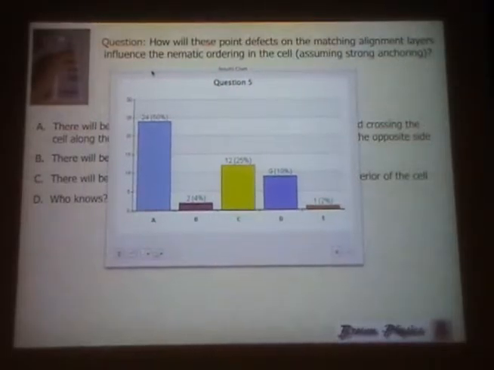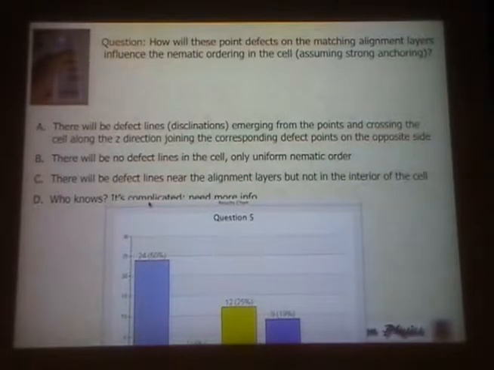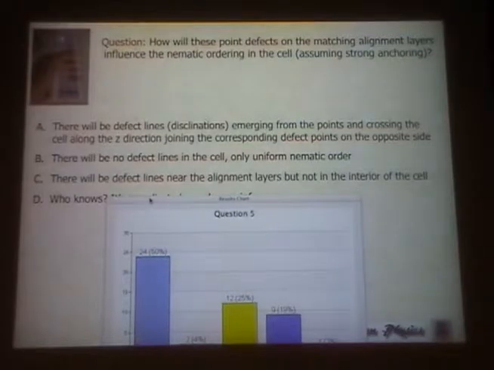Okay, so here is what you guys said. Let me just remind you what you're saying. The majority of you, or at least half, say yes, there will be defect lines, and they're just going to go across the cell. Two of you said no defect lines, and then a quarter of you said there will be defect lines near the alignment layers, but not in the interior of the cell.